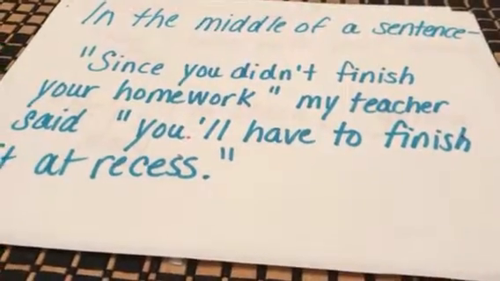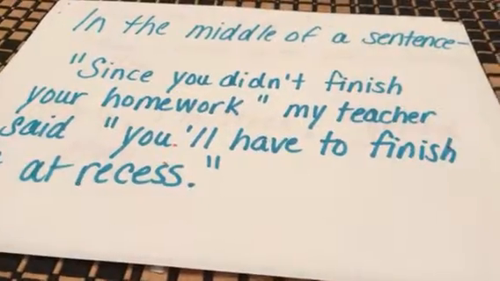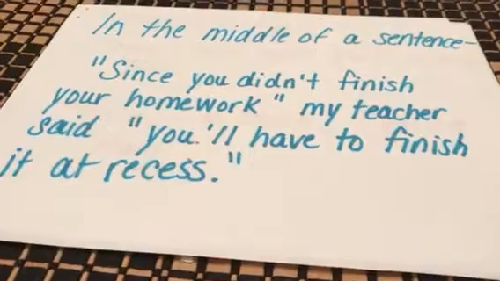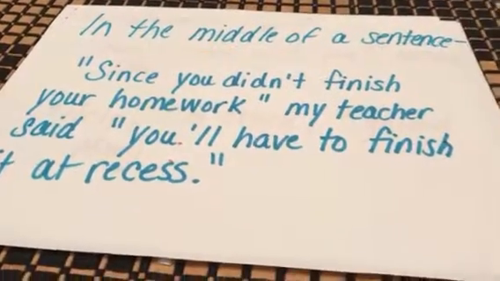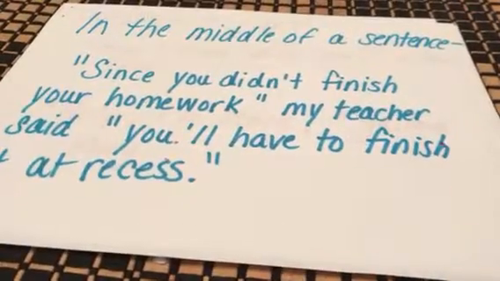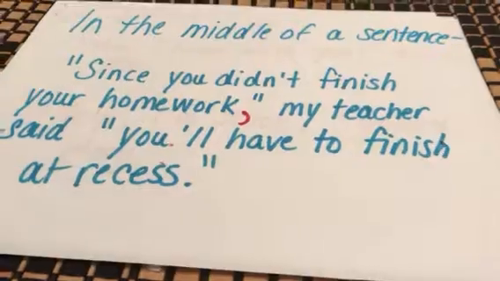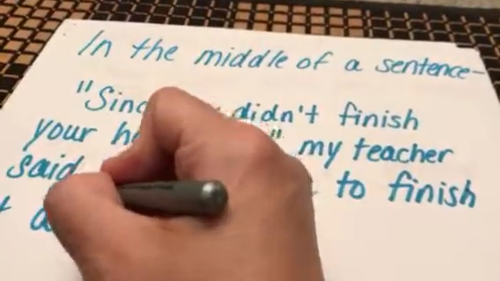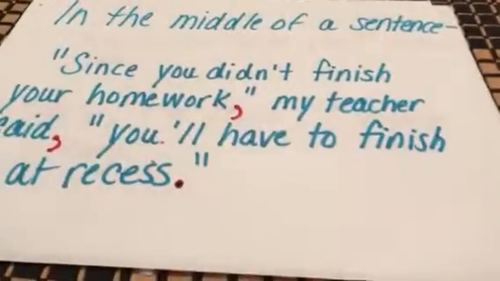Now, we have to imagine that we've interrupted what the person was saying. Since you didn't finish your homework, you'll have to finish it at recess. That's what the person was saying, but we basically plugged in, my teacher said. So we've interrupted what the person is saying. So therefore, we are going to need to put a comma after homework. My teacher said is what's being spoken. We need to put a comma here, and then I need a period at the end of the sentence.